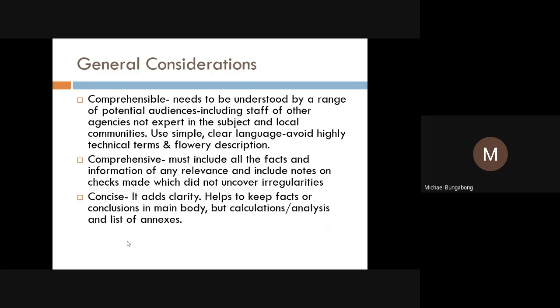Next, we have comprehensive. It must include all the facts and information of any relevance and include notes on checks made which did not uncover irregularities. And then concise, it adds clarity, and helps to give facts or conclusions in the main body, with calculations, analysis, and a list of annexes. All right. So it's very easy to make a field report.